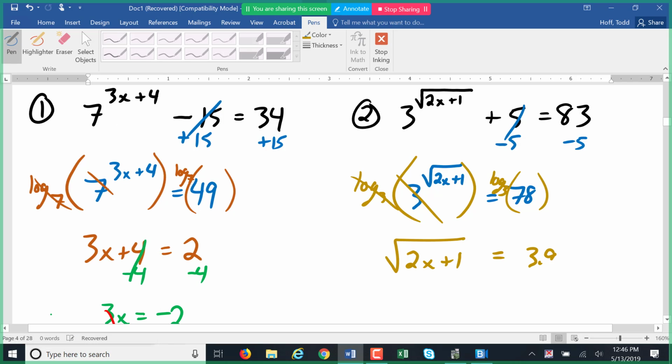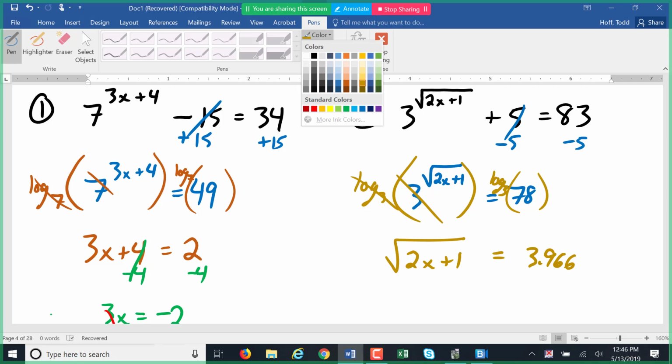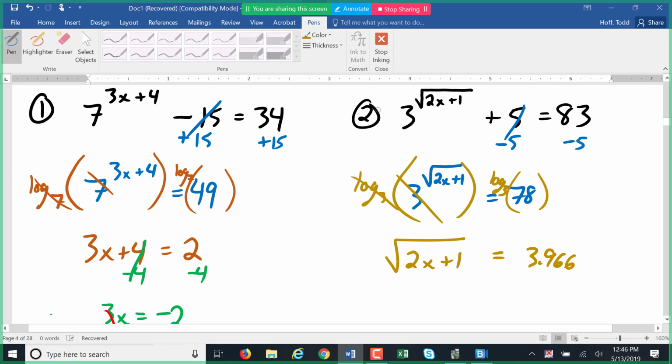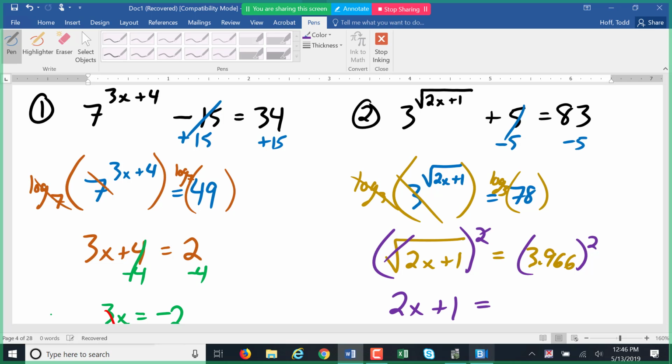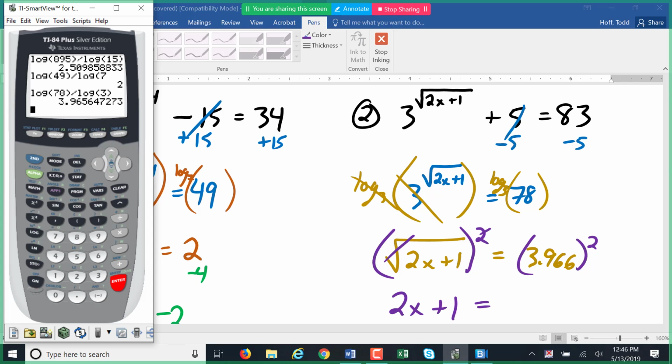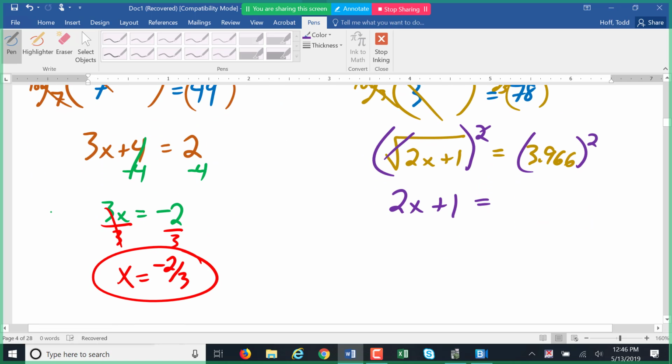3.966. Now I'm going to keep that in my calculator so that I don't have round off errors building up too much. What's my next step going to be here? I have to square it. So squaring and square root cancel out, leaves us with 2x plus 1. If I square my 3.96 whatever, I get 15.726.